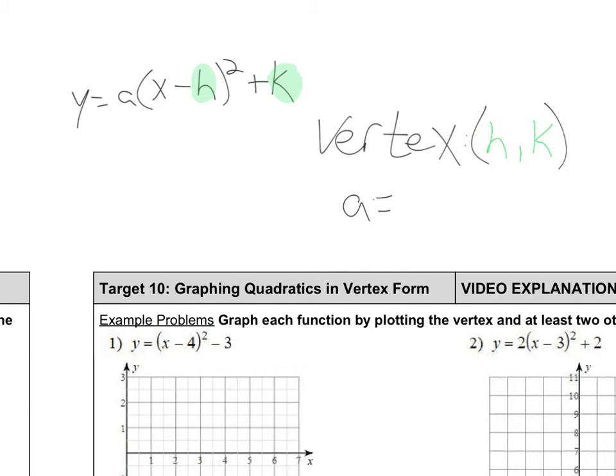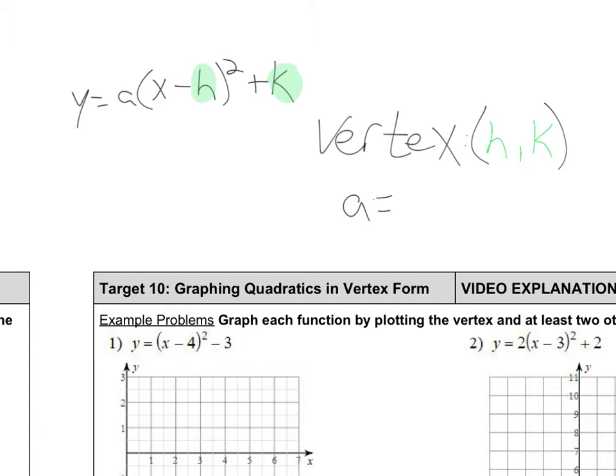The reason why I think this is the easiest way to graph from is anytime we graph parabolas, we need to know the vertex. This is the only format where you don't have to do any math to find the vertex whatsoever. All you have to do is look at it and steal these two numbers.